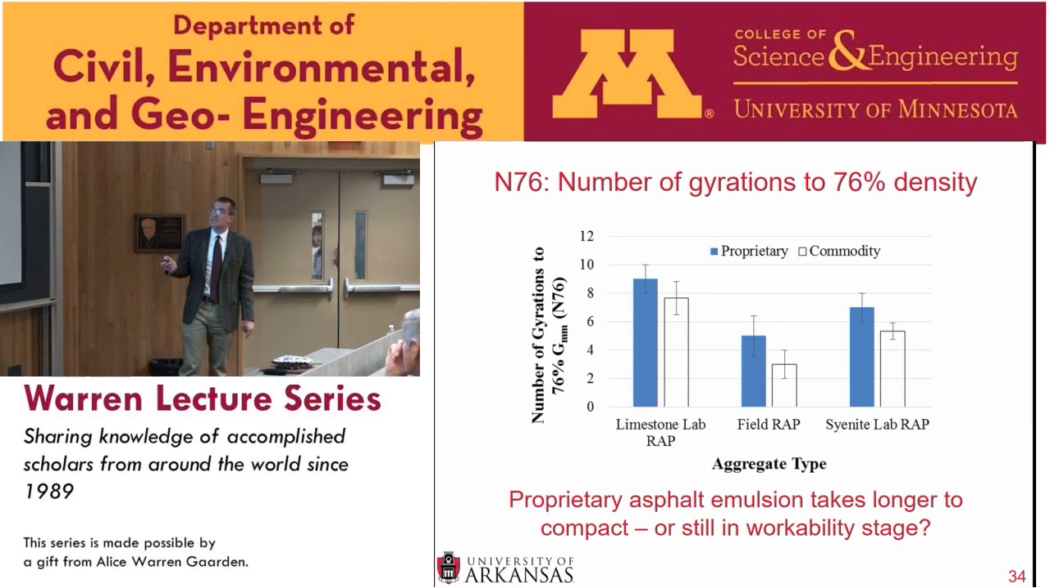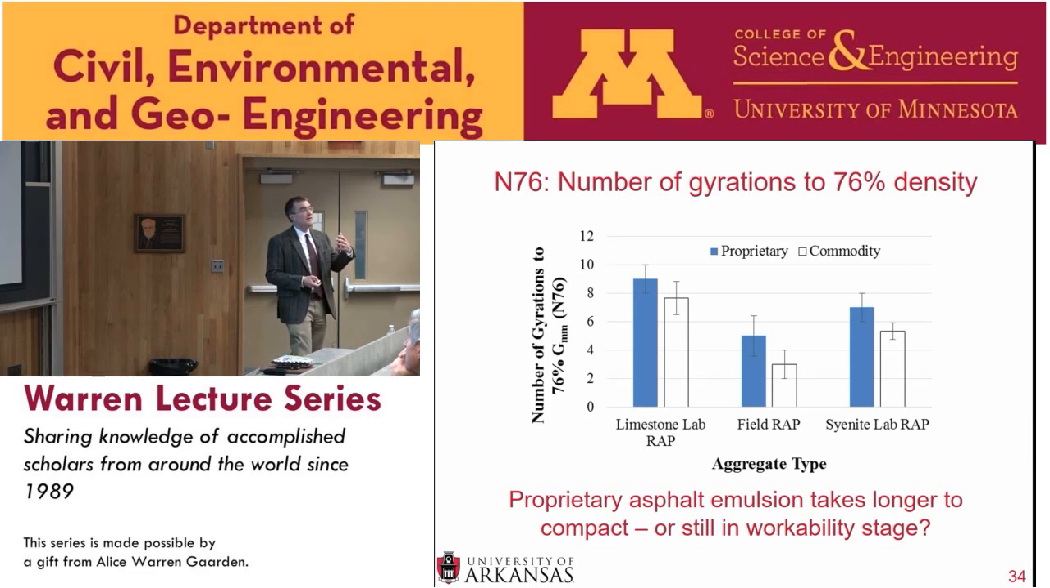1, it could mean it's not statistically significant, or 2, it could indicate that we're still in the workability stage at N76. That asphalt emulsion is still providing that lubrication in order to compact the samples, and the commodity asphalt emulsion is doing that more than the proprietary. So that's kind of one finding that could be taken from here.